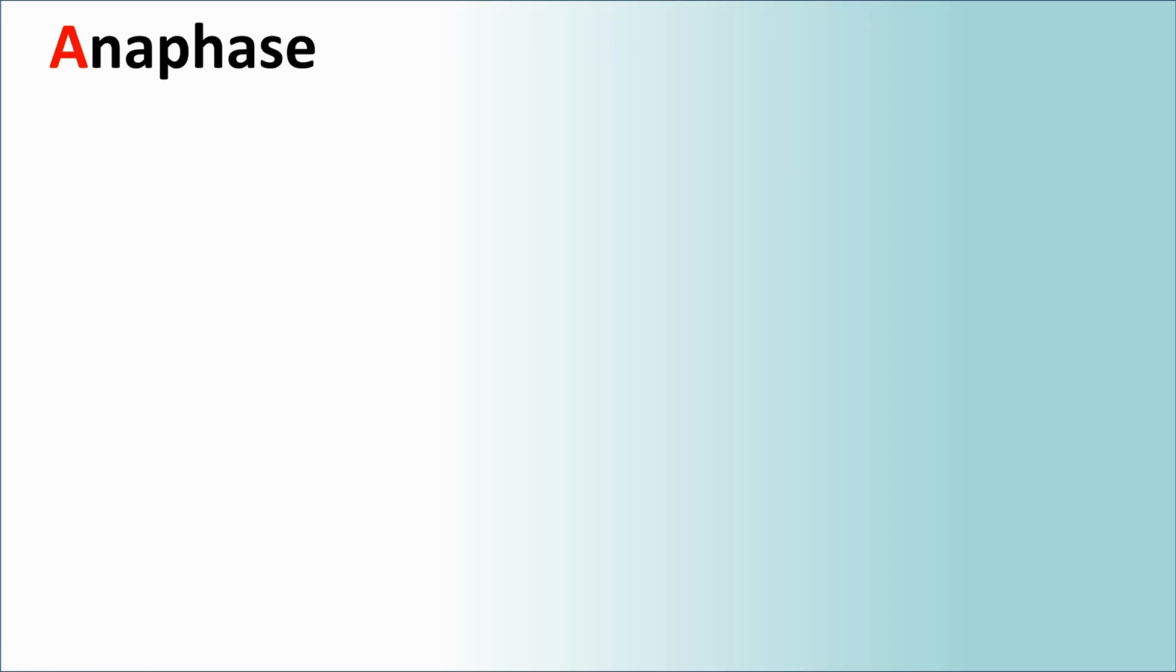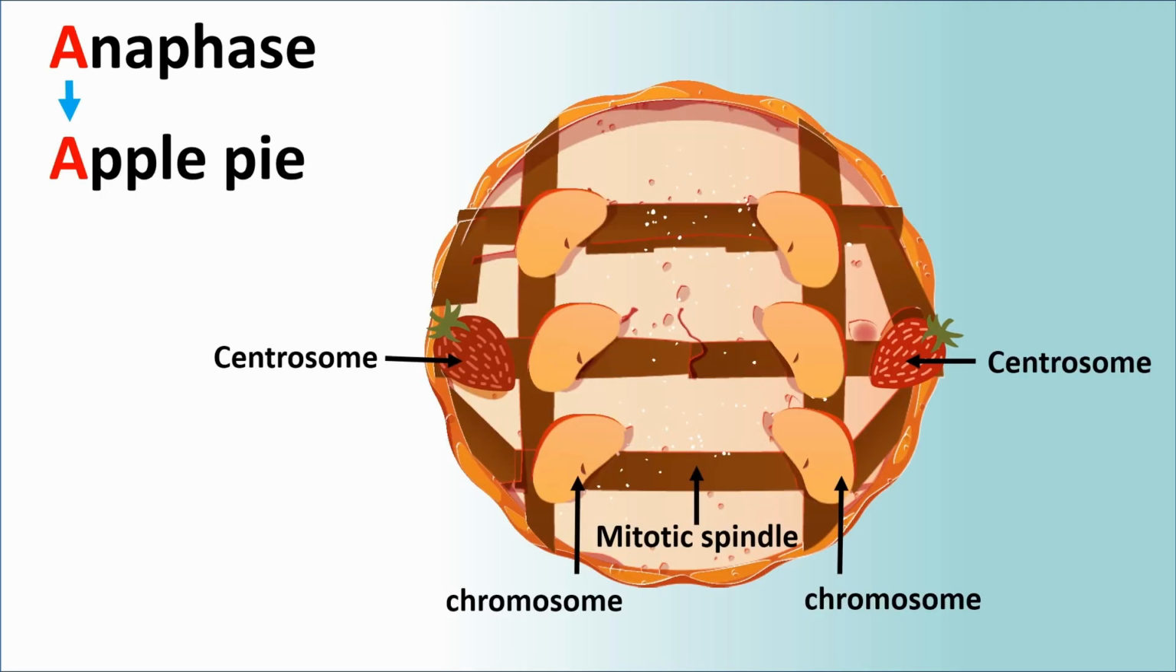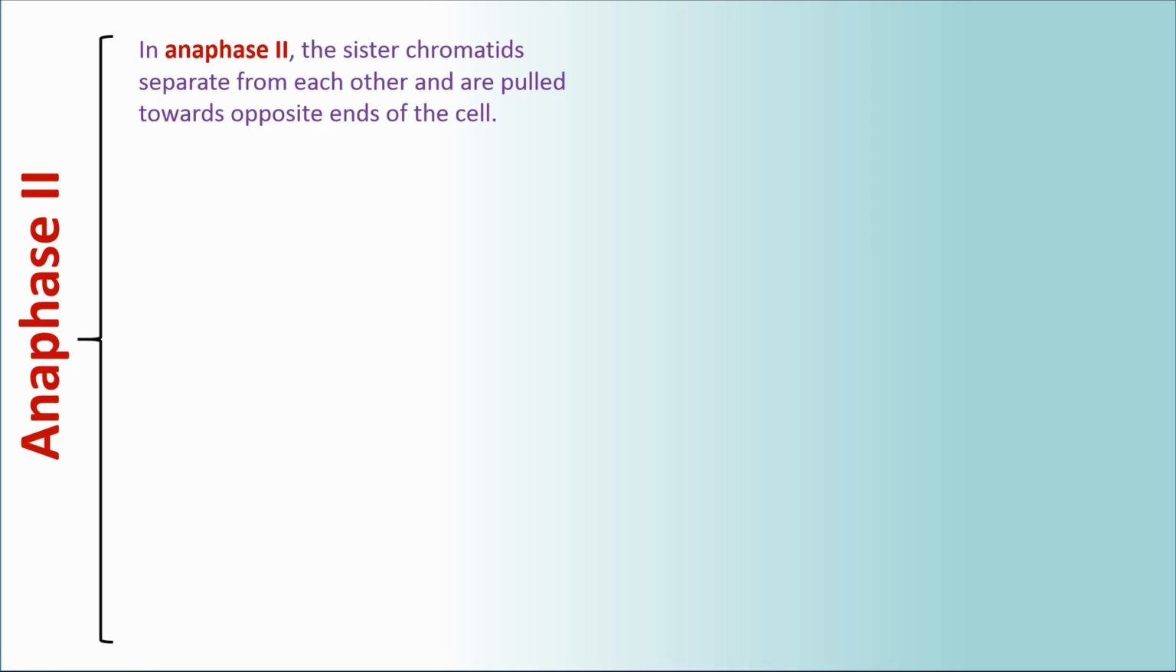Anaphase. Anaphase is similar to apple pie, and A is their common first letter. Anaphase II. In Anaphase II, the sister chromatids separate from each other and are pulled towards opposite ends of the cell.